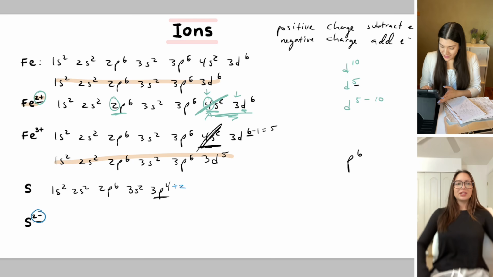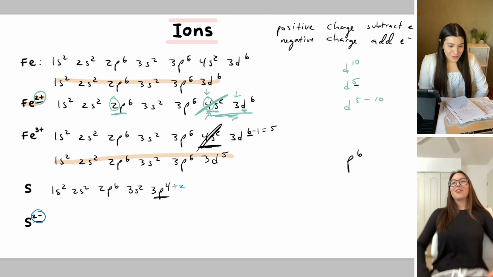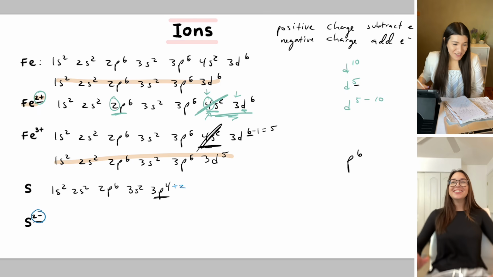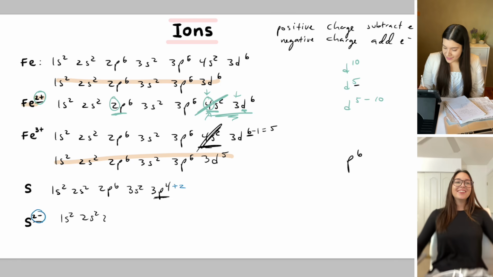What if that was already 6? It wouldn't work, that wouldn't happen. It'd be impossible. It's a trick question. I wouldn't be surprised if it says none of the above. We're not allowed to go past the maximum amount of electrons.